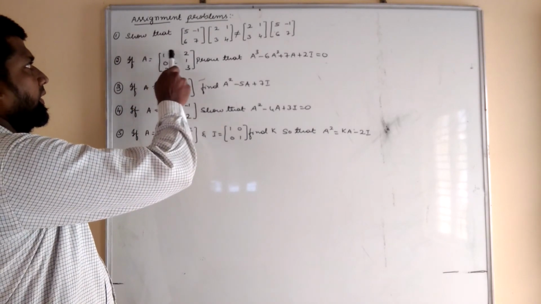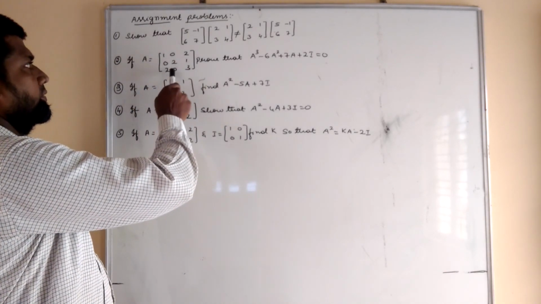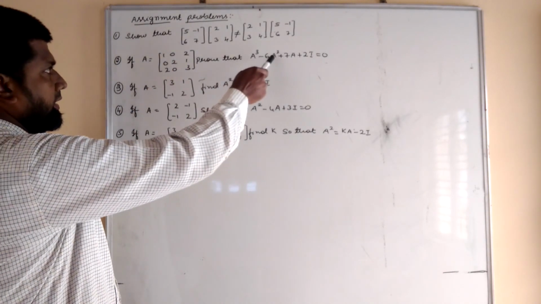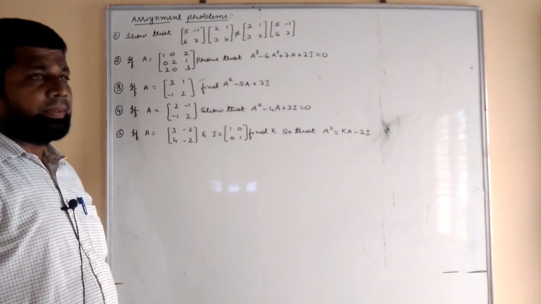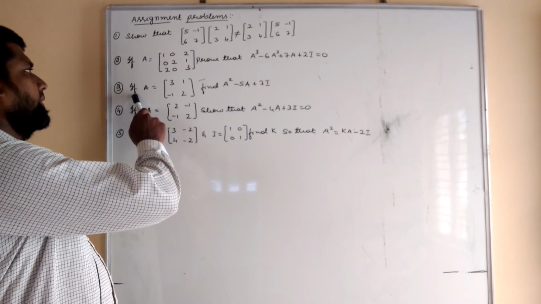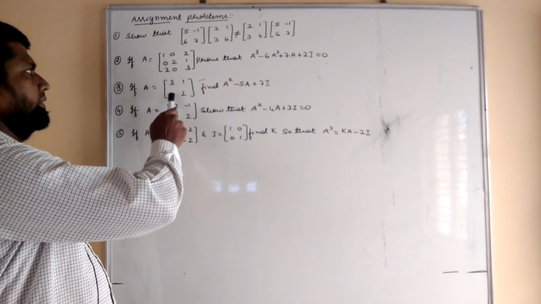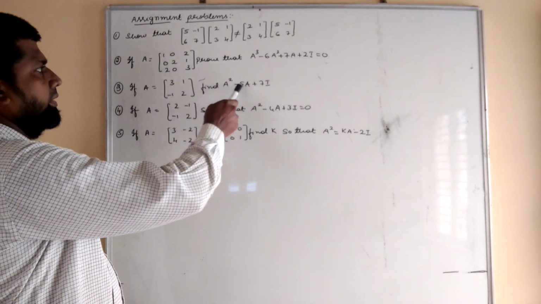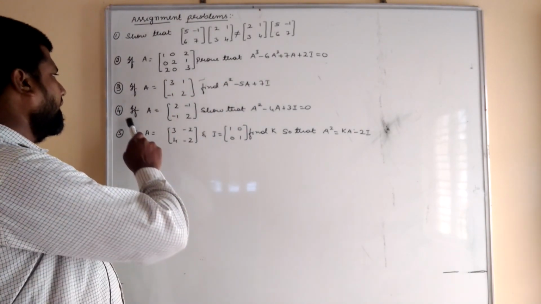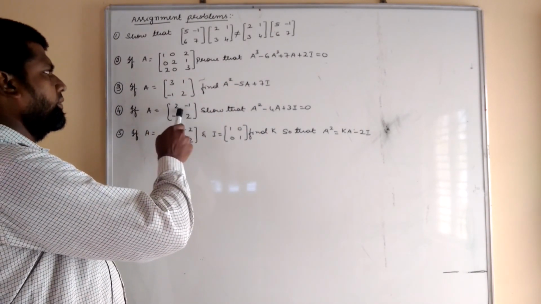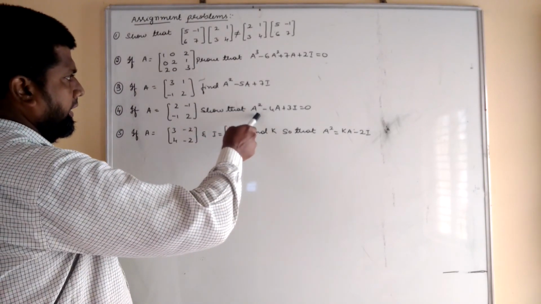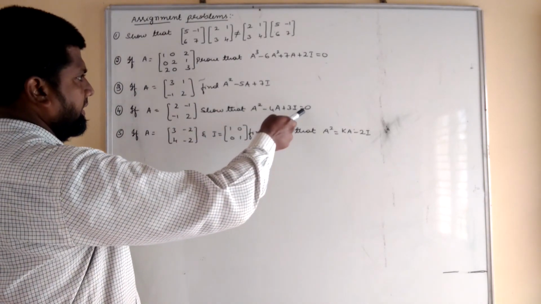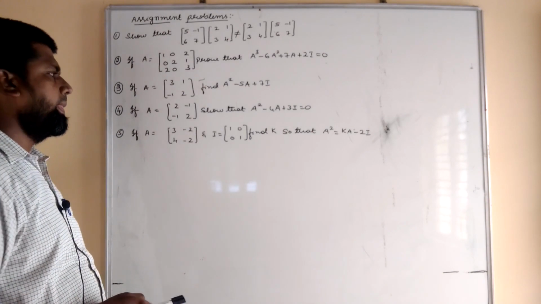If A is equal to 1, 0, 2, 0, 2, 1, 2, 0, 3, prove that A cube minus 6A square plus 7A plus 2I is equal to 0. The next problem is the third one. If A is equal to 3, 1, minus 1, 2, find A square minus 5A plus 7I. Fourth one, if A is equal to 2, minus 1, minus 1, 2, show that A square minus 4A plus 3I is equal to 0.